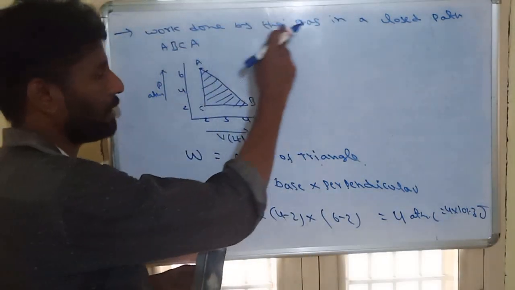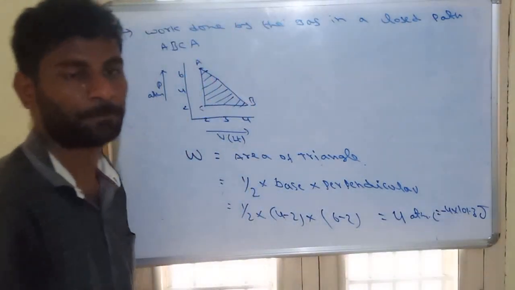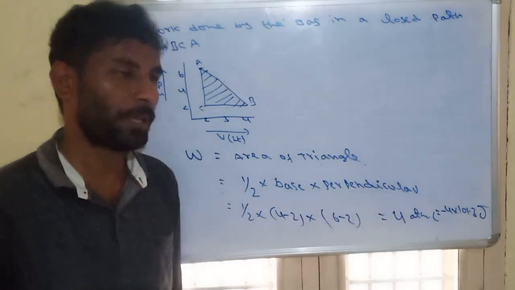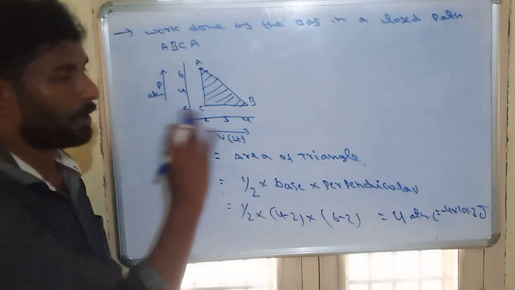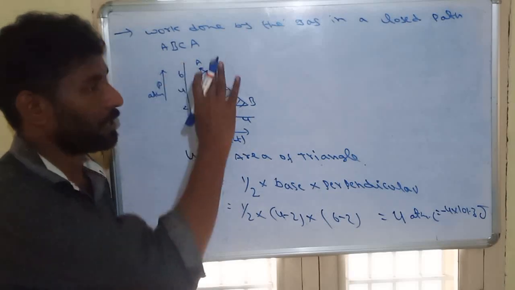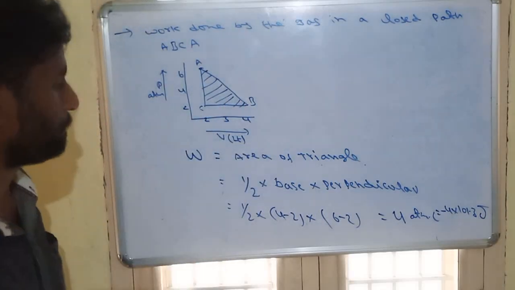And work done by the gas is given, so the sign must be minus. Done by the gas means work done by the system, so the sign will be minus. So this is the calculation. So simply in any pressure versus volume graph, the area under the curve is called work. Work is nothing but the area of the PV graph.